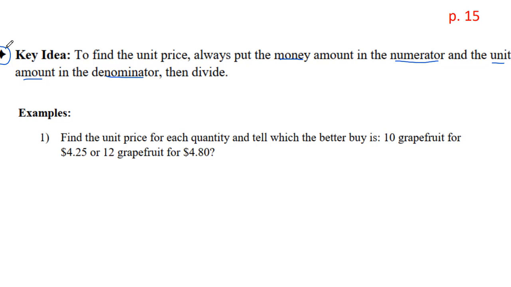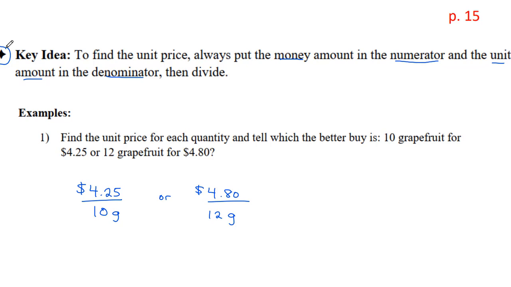So example number 1, we want to find the unit price for each quantity and tell the better buy. 10 grapefruit for $4.25 or 12 grapefruit for $4.80. Remember, money goes up top, so $4.25 goes up top for 10 grapefruit, or $4.80 for 12 grapefruit.